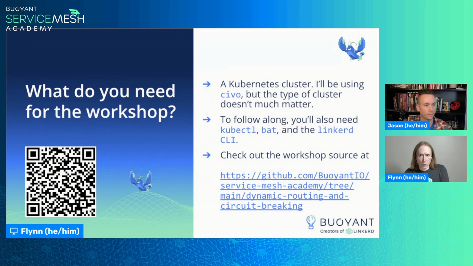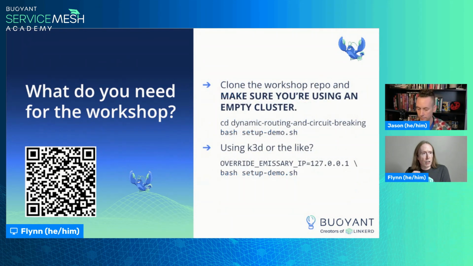The QR code there will take you to the Service Mesh Academy GitHub repo itself. If you clone that workshop repo and make sure you're using an empty cluster, very, very important, please, please, please do not run this script while you're pointed at your production cluster or anything like that. CD into the dynamic routing and circuit breaking directory, and then run setupdemo.sh.